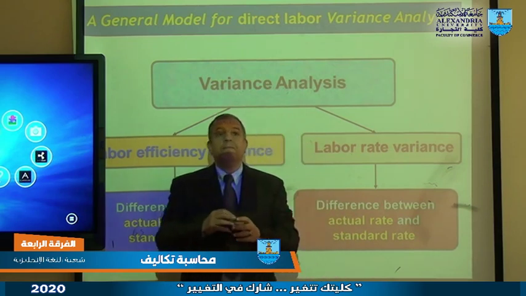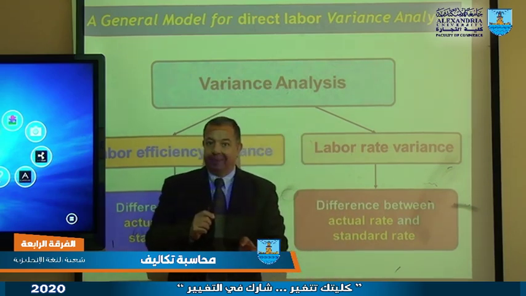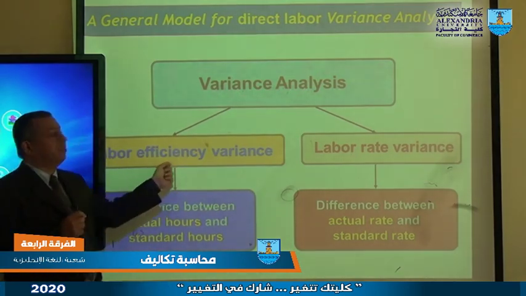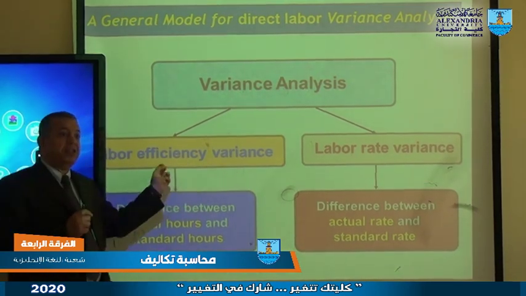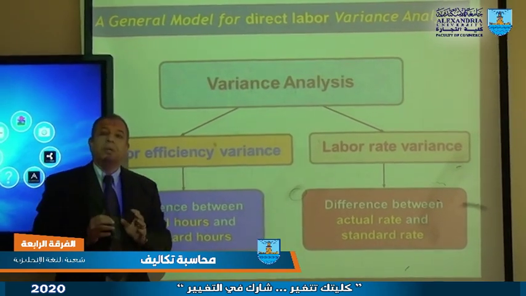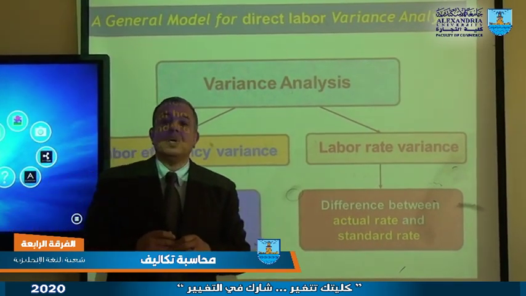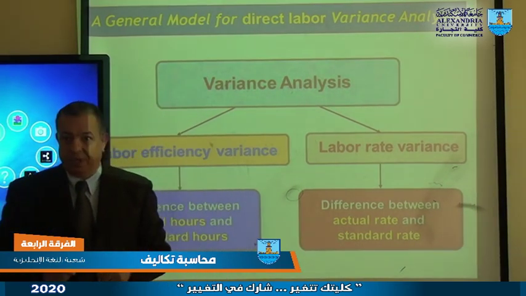The difference between actual and standard quantity in direct material, we say quantity variance. The difference between prices for direct material, we say price variance. Instead of quantity in direct material, we have hours in direct labor. We don't say hours variance, no. But we say here in direct labor, efficiency variance, like quantity variance in direct material.